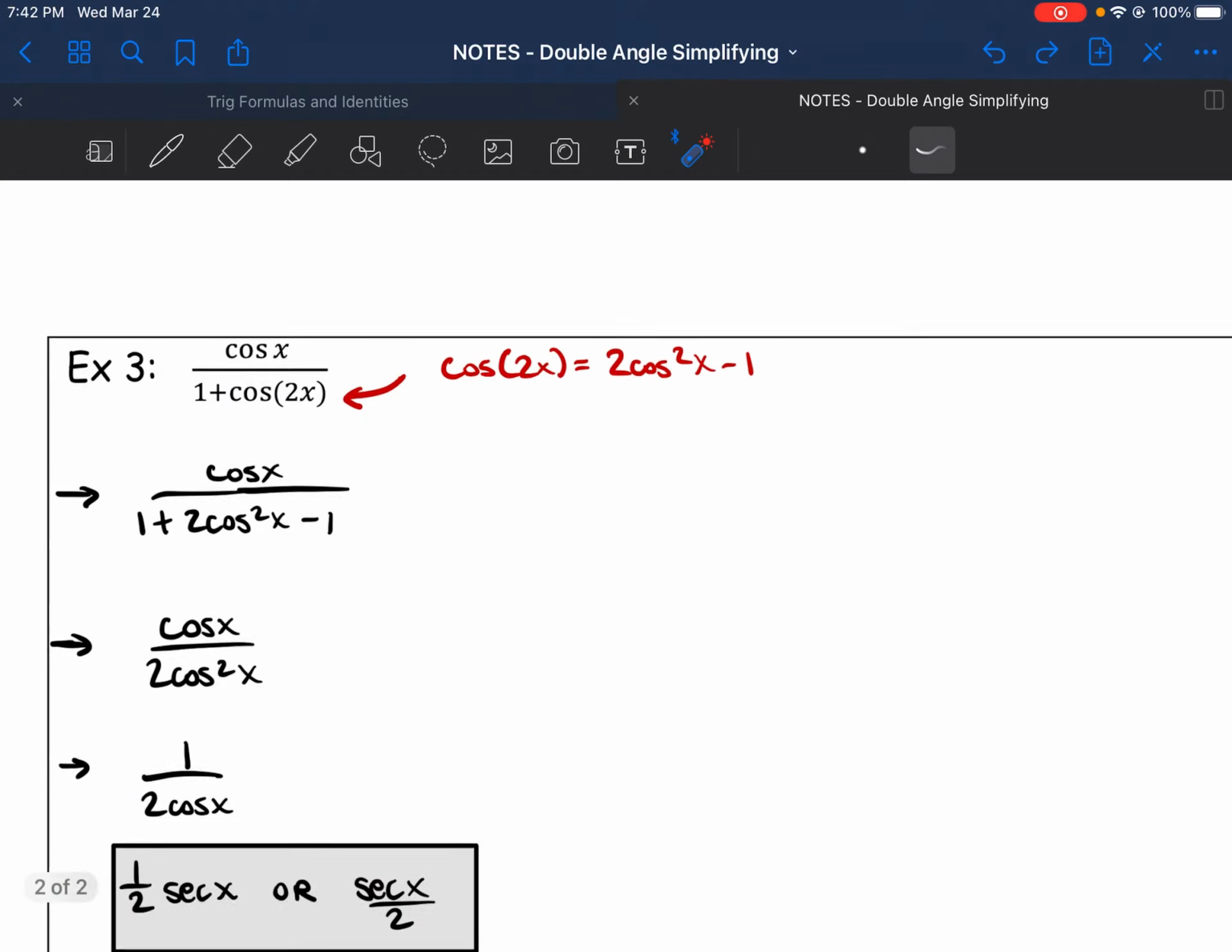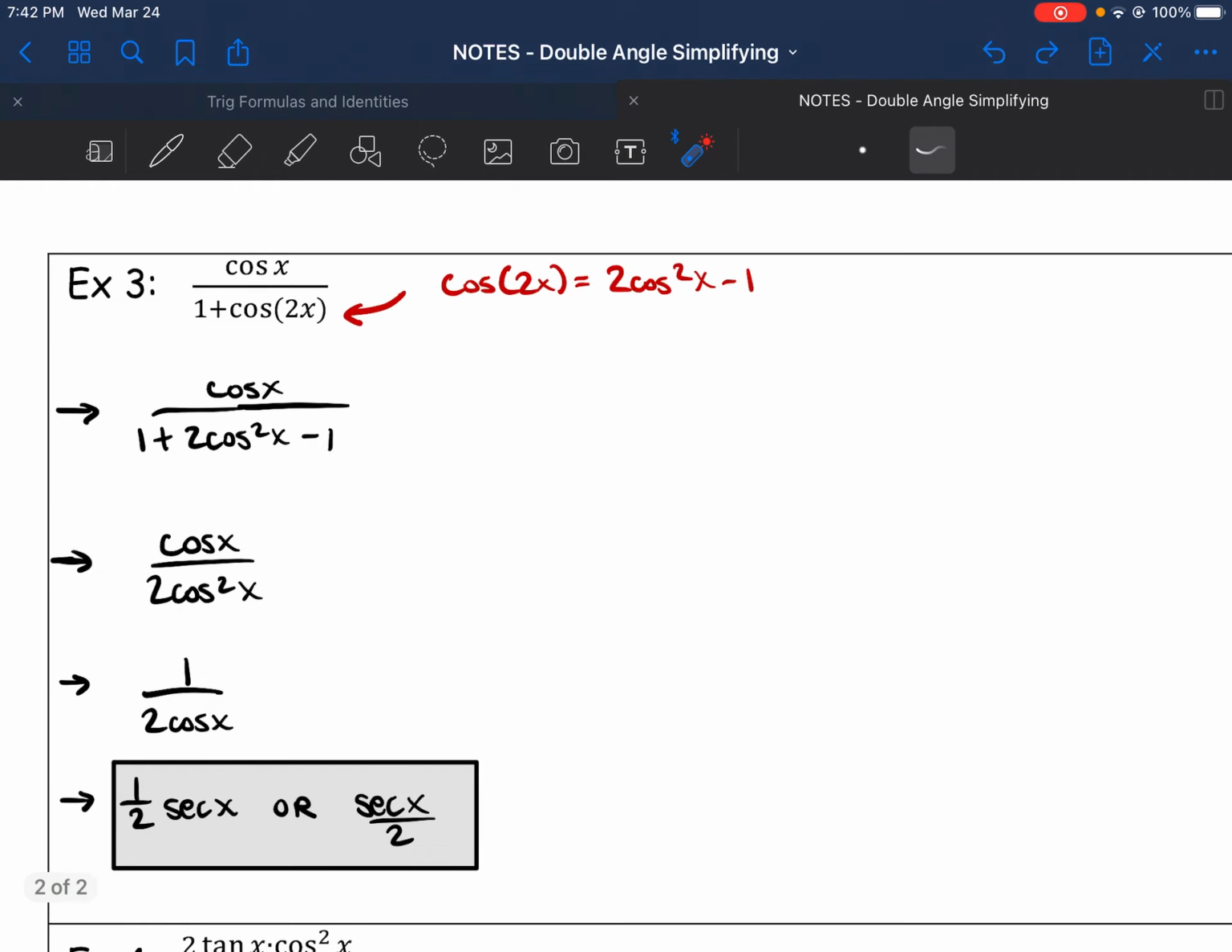Okay. So again, the big thing here was changing this cosine of 2x, and I used the version, to me, that would make things simplify the most, with this minus 1 that cancels with this plus 1. Okay, that was the thought process going on in my mind.